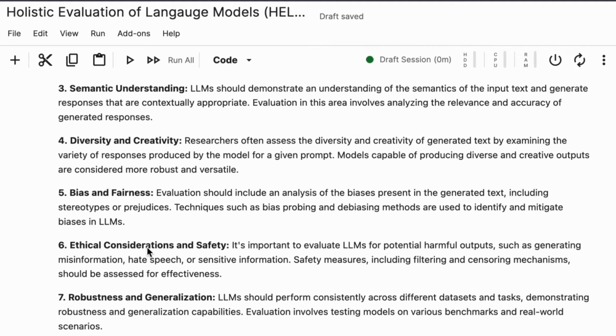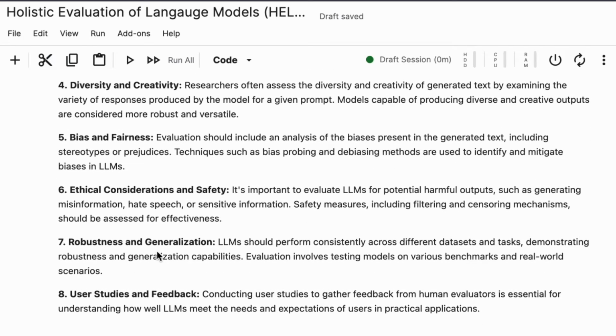Then we also consider ethical considerations and safety, that the text it generates should not include any misinformation, hate speech, or sensitive information about any particular community or person. Then we also check the robustness and generalization of the large language model for particular tasks on various benchmarks in the world.